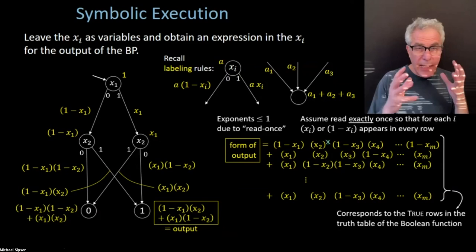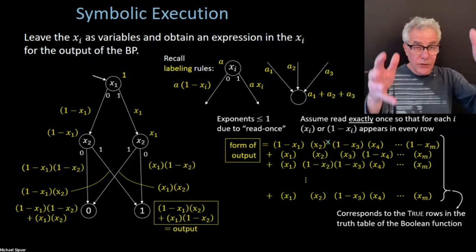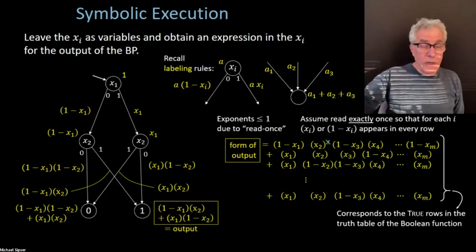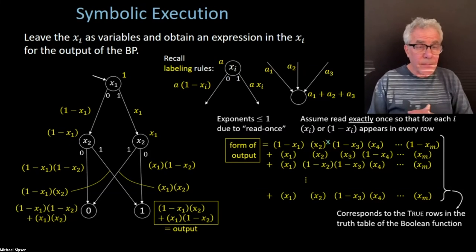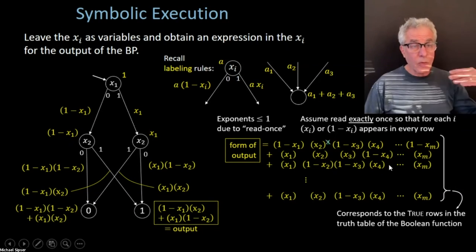Okay, so I hope you're all familiar with the notion of a truth table of a Boolean function. You just write down every possible assignment to the Boolean function, and you write down 1 or 0, or true or false, for what the value of that function is. So it's just a tabular representation of the Boolean function. It's called the truth table. This thing here gives you all of the rows that are 1 in that Boolean function. That's what this polynomial gives you.